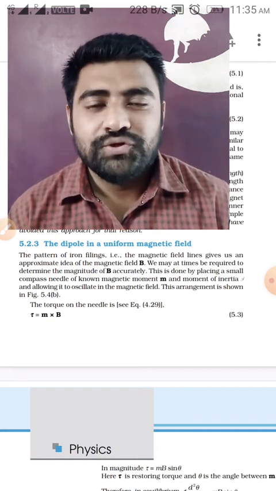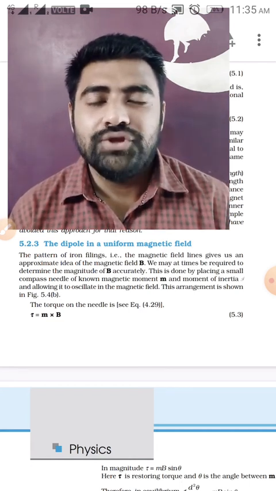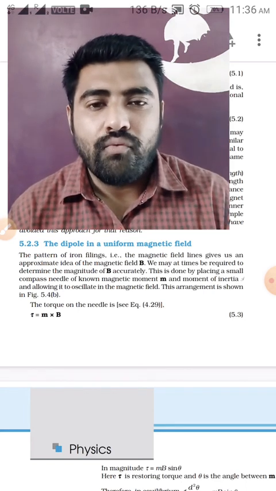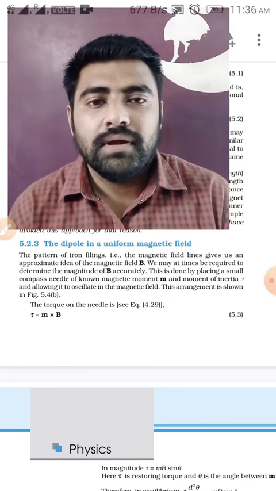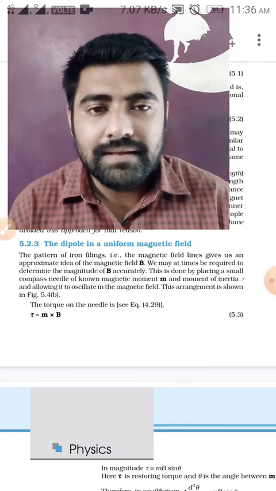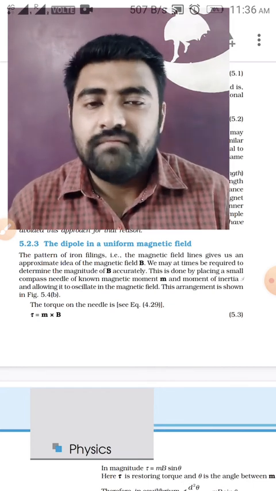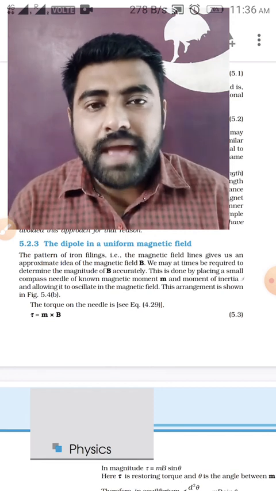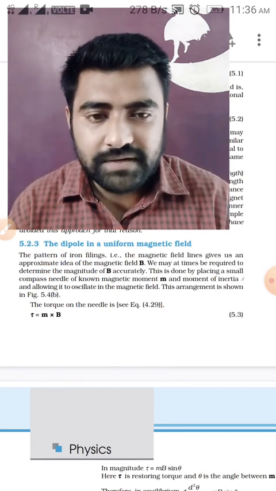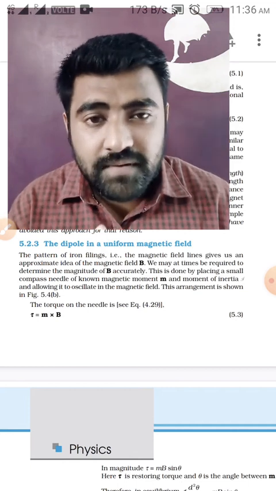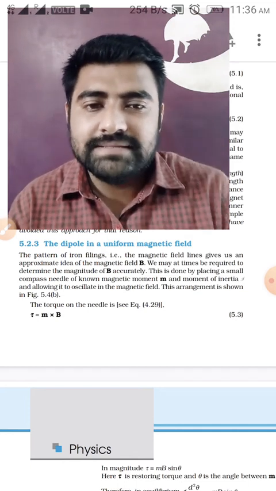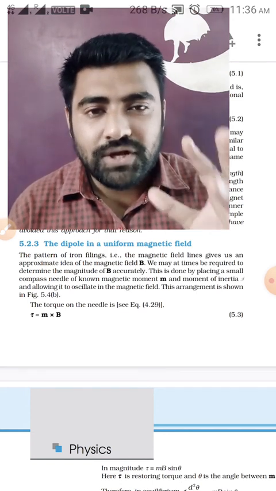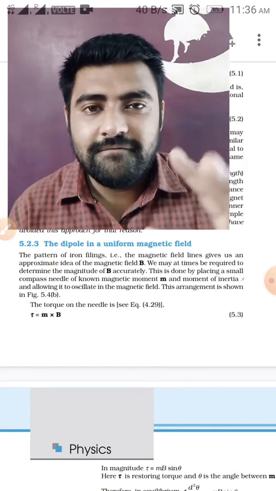So today our topic is the dipole in a uniform magnetic field. This topic is when we put any magnet or magnetic needle inside a uniform magnetic field. We know about uniform magnetic field that magnetic field lines are always parallel to each other, so that is uniform magnetic field. So when we put this type of bar magnet inside uniform magnetic field, the force is exerted on that particular bar magnet due to external field.